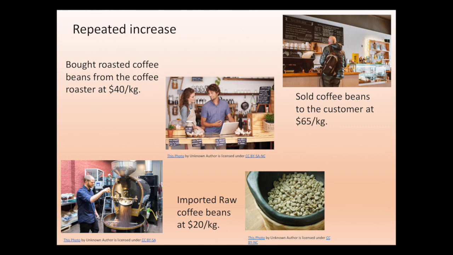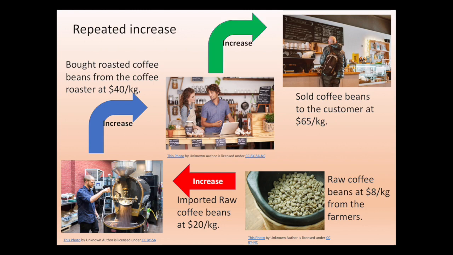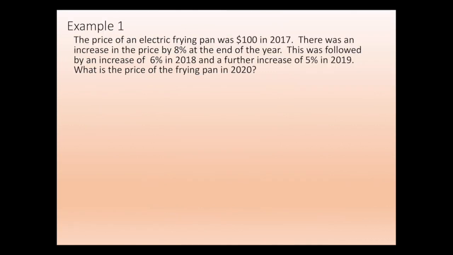What about the coffee roaster? He needs to make some money as well. So he would import probably the raw coffee beans at $20 a kilogram and sell it to you at $40 a kilogram. And the farmer overseas who is actually planting the coffee beans sells it at $8 a kilogram. So you can see that there's an increase from $8 to $20, from $20 to $40, and then you increase again to $65. You can see that each time with this increase, there's a percentage increase in there.